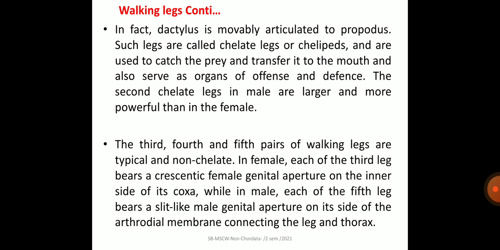And even when I discussed the external apertures of Palaemon, I mentioned this particular point: in female, each of the third leg bears a crescent female genital aperture on the inner side of its coxa, while in male, each of the fifth leg bears a slit-like male genital aperture on the side of the arthrodial membrane connecting the leg and the thorax.